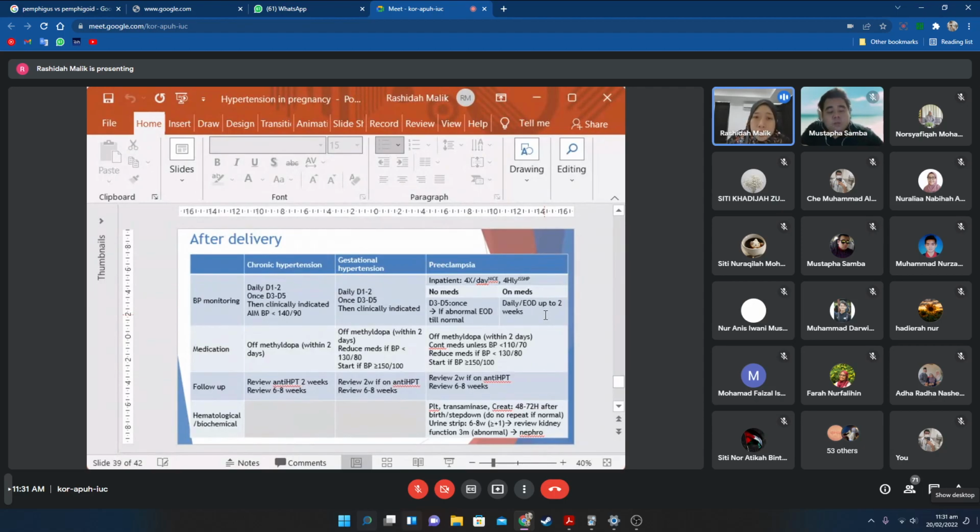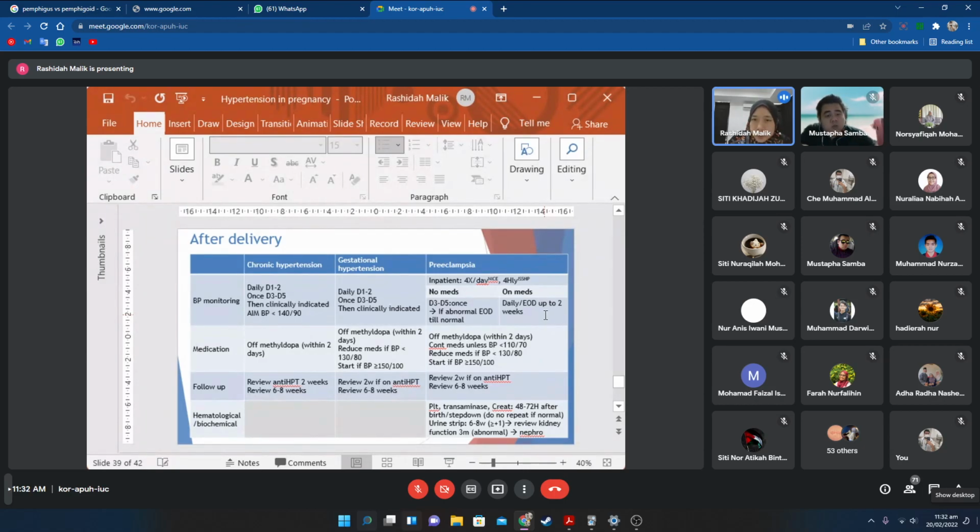So in chronic hypertension or gestational hypertension, you can do it daily from day 1 to day 2, then every other day from day 3 to day 5, and subsequently when clinically indicated. In pre-eclampsia, you will need to keep the patient longer.